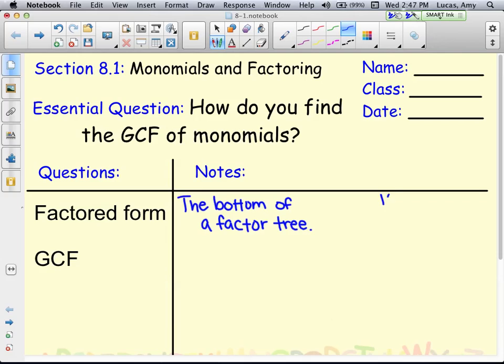For the number 12, you could break it down into factors, 4 times 3, and then 4 you can break down again to 2 times 2. So factored form for the number 12 is 2 times 2 times 3, or 2 to the second power times 3. So factored form is when you break down a number into a string of prime factors. So it's the prime factorization.